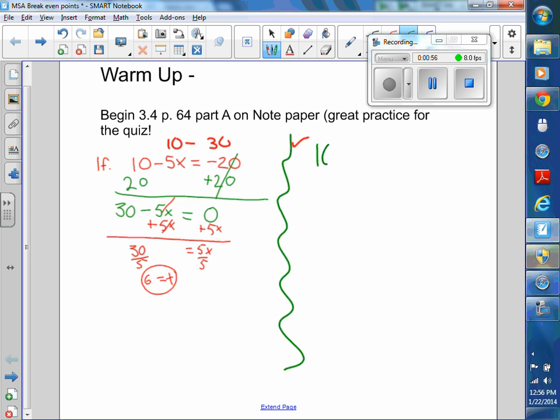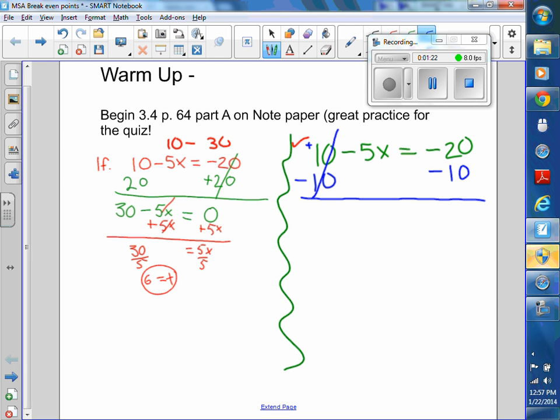So if you had 10 take away 5x equals negative 20, and you did subtract 10 from both sides, that's what you would have to do, because since there's no add or subtract in front of the 10, you have to think of it as a positive. So in order to get rid of the positive 10, you have to add negative 10 or subtract 10. You have to do that to both sides. And then these cancel, so negative 5x equals negative 30.